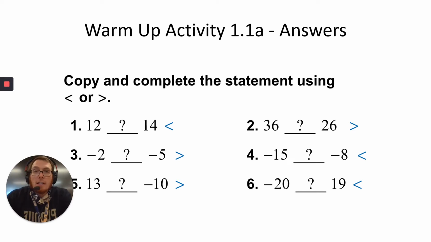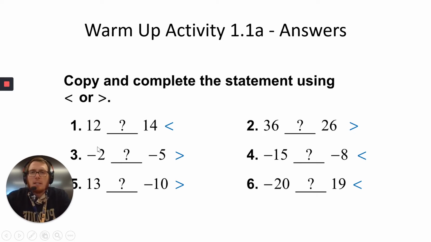So here's all 6 answers to this question. Obviously, some of them are easier than others. For example, number 1 should be really easy. 12 is obviously less than 14. Same thing with number 2. If one number is positive and one number is negative, like number 5 and number 6 here, that should be fairly obvious because the positive numbers are bigger than negatives.